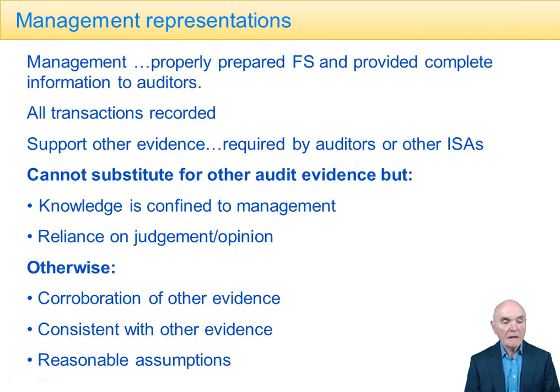The key elements in a letter of representation are as follows: that management has properly prepared the financial statements, fulfilled its responsibilities, and has provided complete information to the auditors. It will also state that all transactions have been recorded, and we're particularly interested maybe in liabilities which have been omitted. We might be particularly interested in making sure we've picked up all related party transactions, which can be quite difficult to make sure we have discovered all of those.